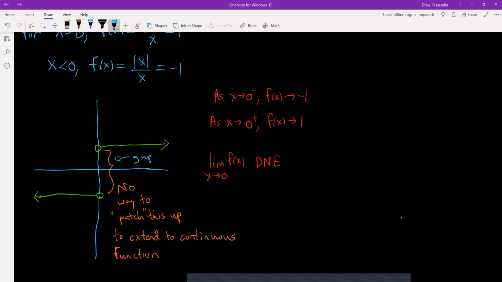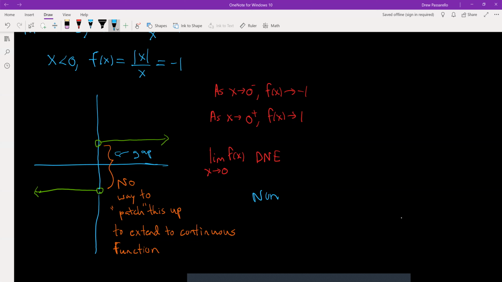And that's because the limit as x approaches 0 of f of x doesn't exist, because the left side limit at 0 is negative 1. The right side limit at 0 is 1. So the limit as x approaches 0 doesn't exist. Now this is a case where we can't extend this to a continuous function. And this is a non-removable discontinuity at 0.